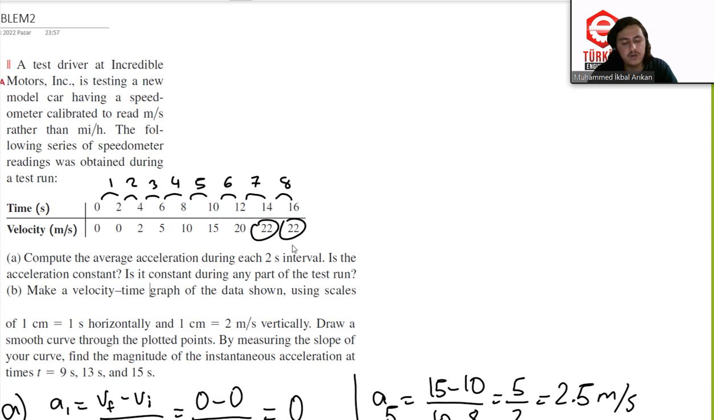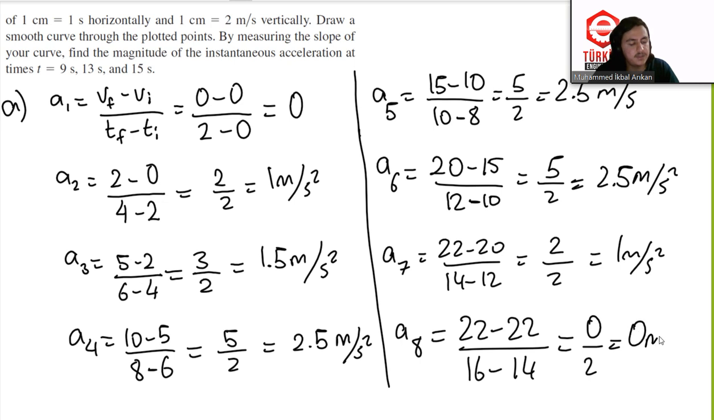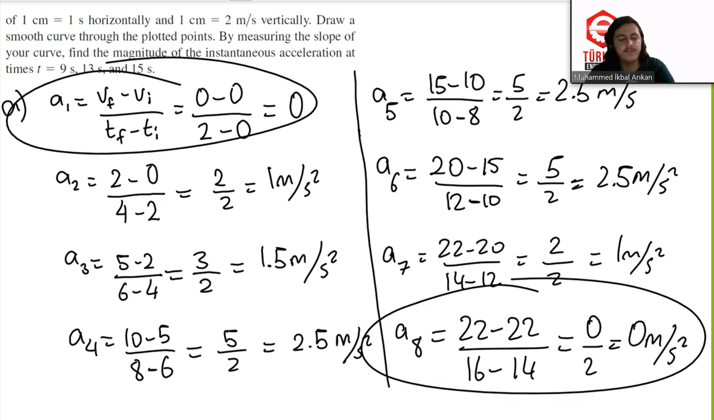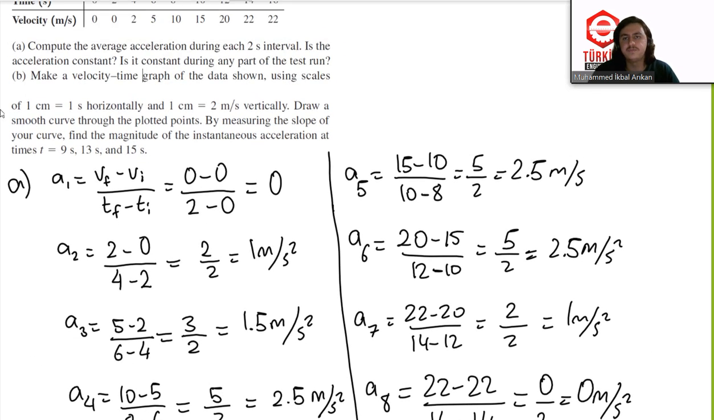And as you see here, velocity is not changing. So acceleration in 8 actually will be 22 minus 22 divided by 16 minus 14, which is equal to 0 divided by 2, and it will be just 0 meters per second squared. And these are the same, okay, when your acceleration is equal to 0.